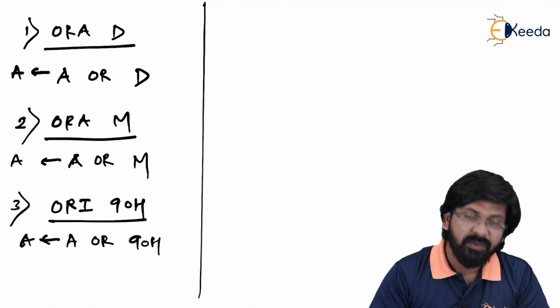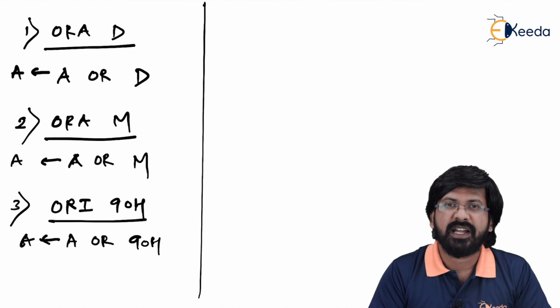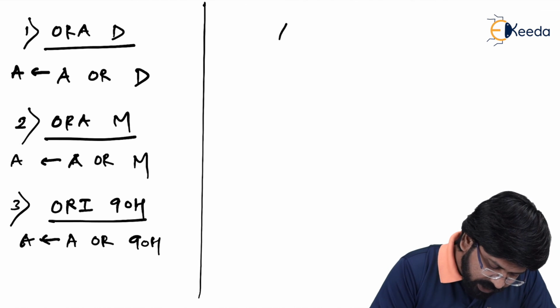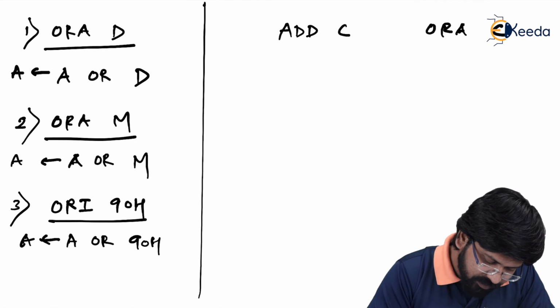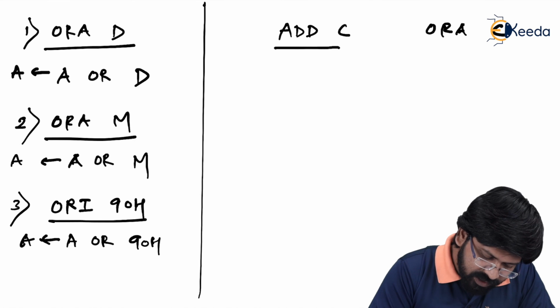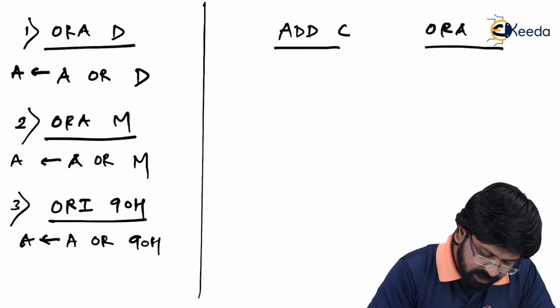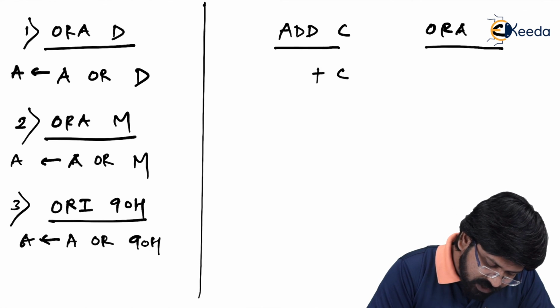Now I want to specify the difference between OR operation and sum. Sum means I am talking about addition. So let's see what happens in this. Suppose you write an instruction called ADDC, versus ORAC. What ADDC does and what ORAC does, we will see, and we'll try to find the difference between them. Let's say the ADDC instruction adds the content of C with A, and the answer goes to A.